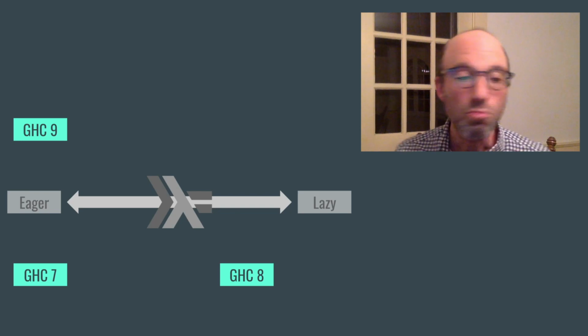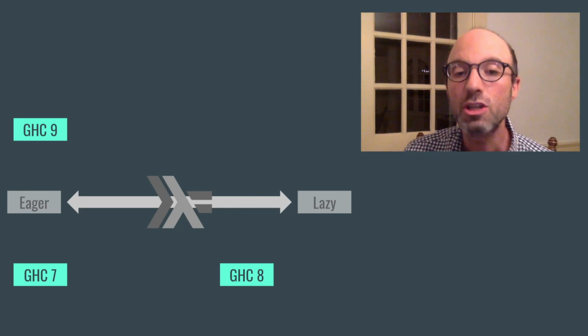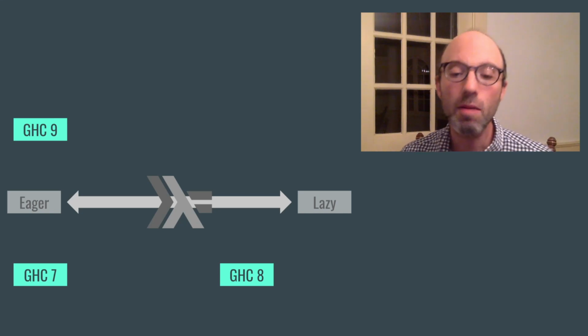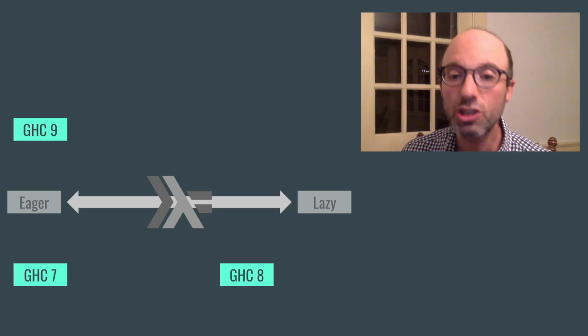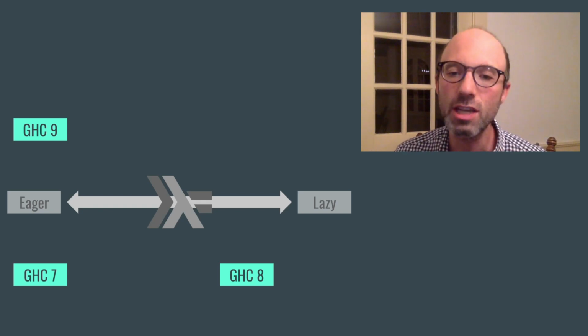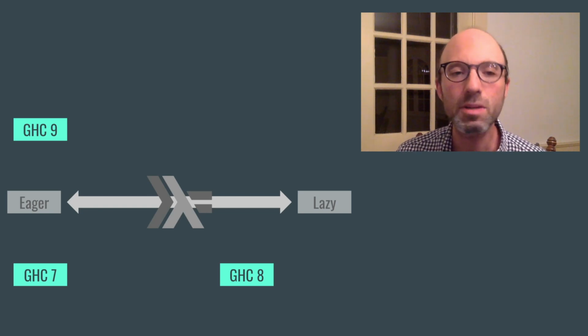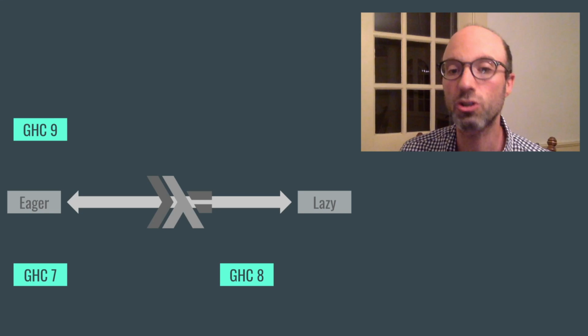GHC has moved around in this space a little bit. So GHC 7 used eager instantiation. Then to accommodate visible type application, GHC 8 uses lazy instantiation. But we see here in the image that the GHC 8 icon isn't all the way over on the lazy side. And that's because some practical concerns still compel us to use eager instantiation in certain places.